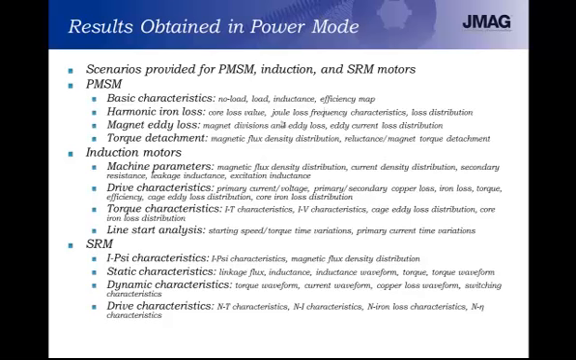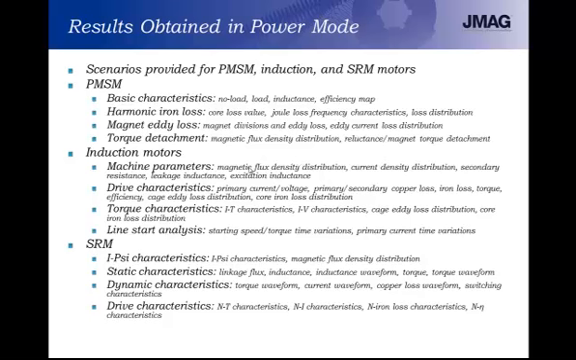We can also do core loss analysis, joule loss versus frequency characteristics, and an iron loss distribution. We can also look at magnet eddy current losses versus division, and the distribution of eddy currents within the magnets. For permanent magnet synchronous machines, we can also do a torque separation and look at reluctance versus magnet torque separation and magnetic flux density distribution, both for reluctance torque and for magnet torque.